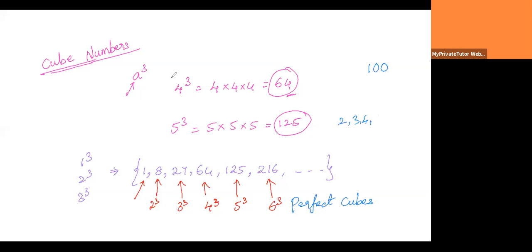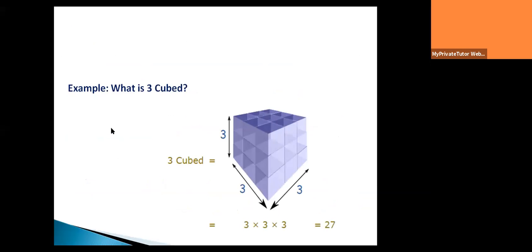So what are the perfect cubes? 1, 8, 27, 64, 125, 216, 343, and it goes on. I hope everyone understands this. So let's go to this here. Just take a look at the definition: how to cube a number. That's what we learned, right? We just need to multiply the base number 3 times.